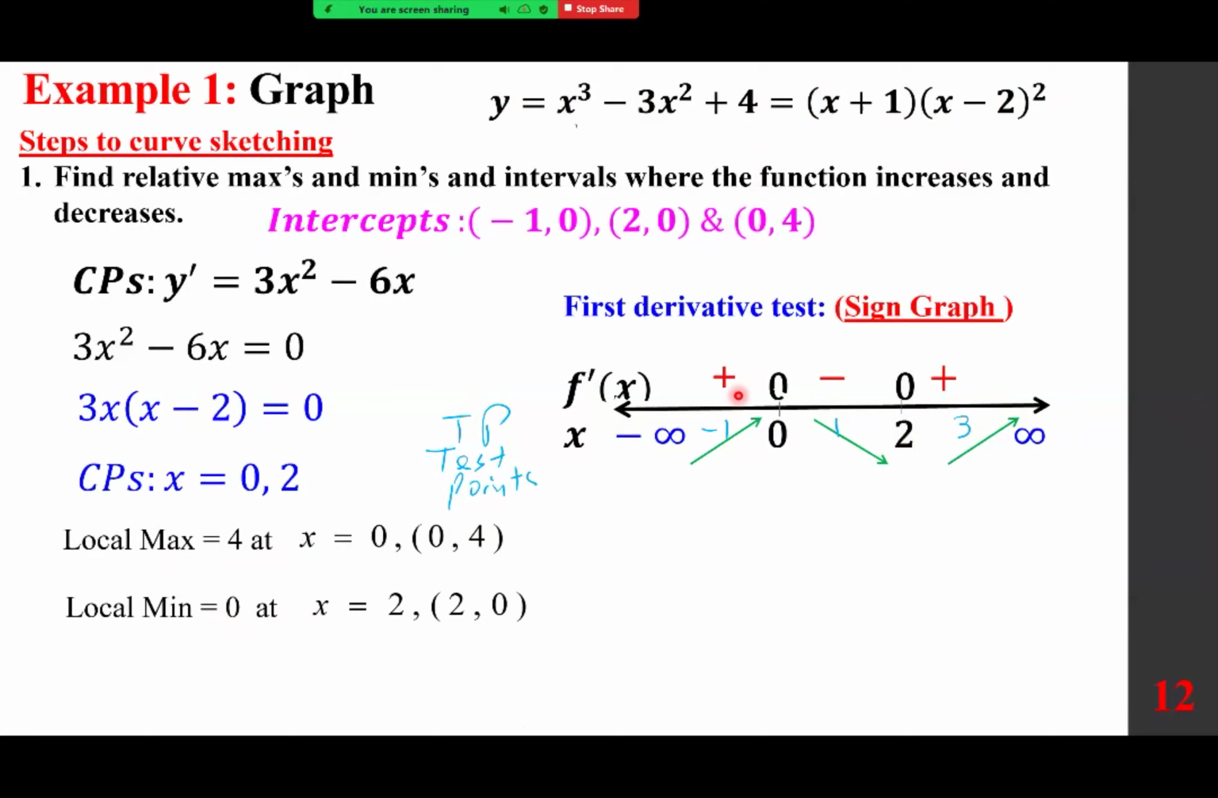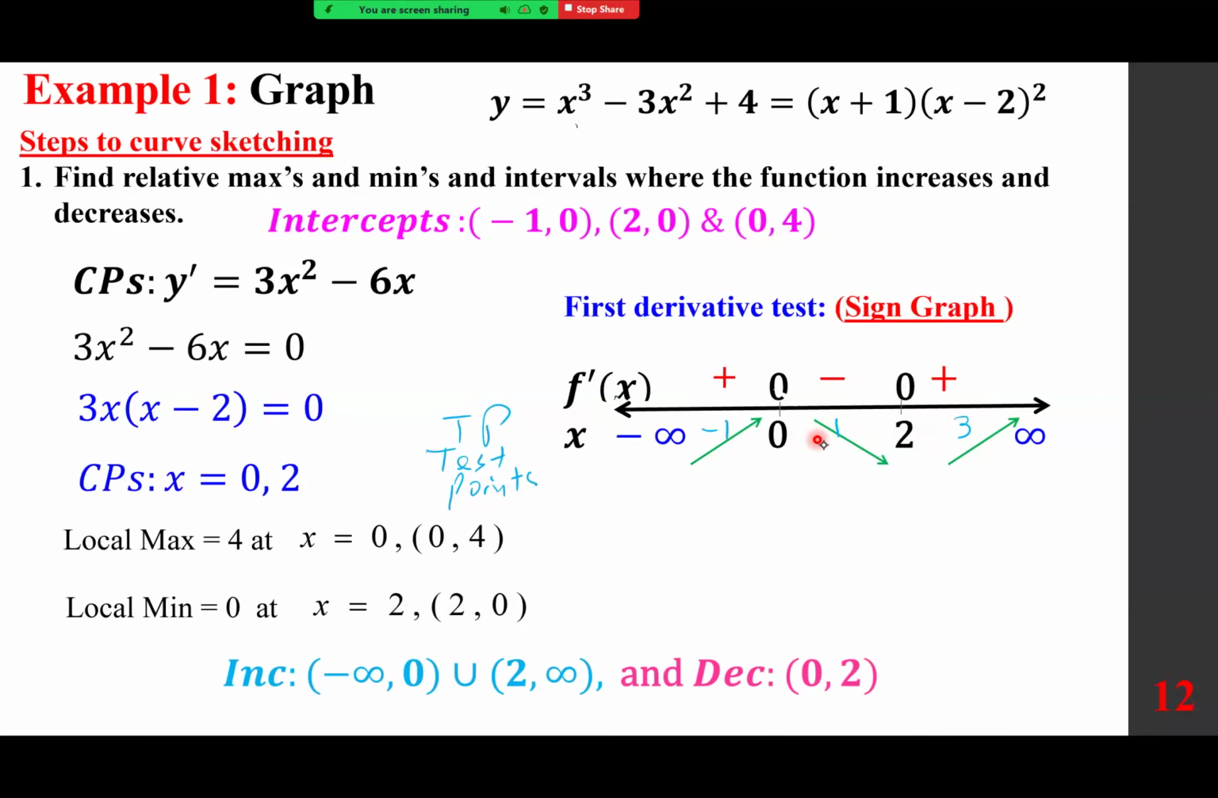As I mentioned, positive means increasing, negative means decreasing. So the function is increasing from negative infinity to 0, union 2 to infinity, and it's decreasing in between 0 and 2. So we got a lot of information here, everybody. The first derivative test gave us critical points, local max, local min, intervals of increasing, decreasing.